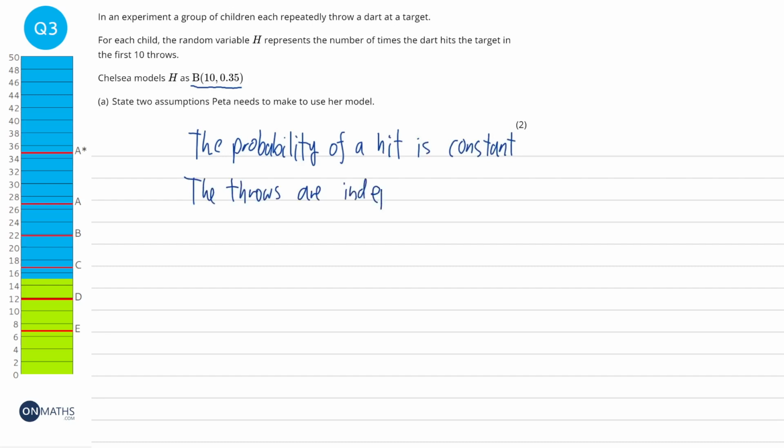So it basically means that each throw won't affect the probability of the next throw. Now, this could be a problem, because you'd think that as you throw the darts, you'll get better at it, or you might get tired and you might get worse at it.